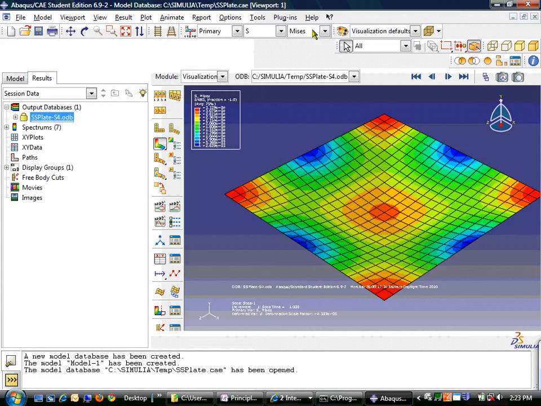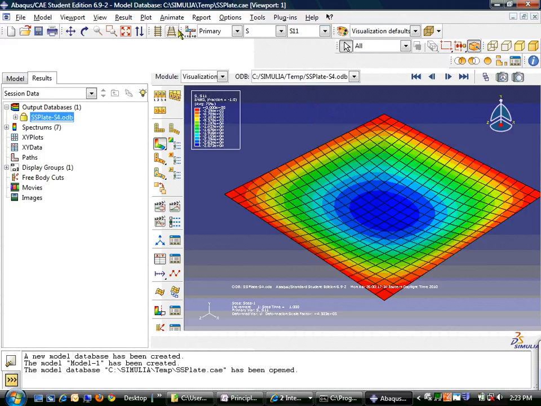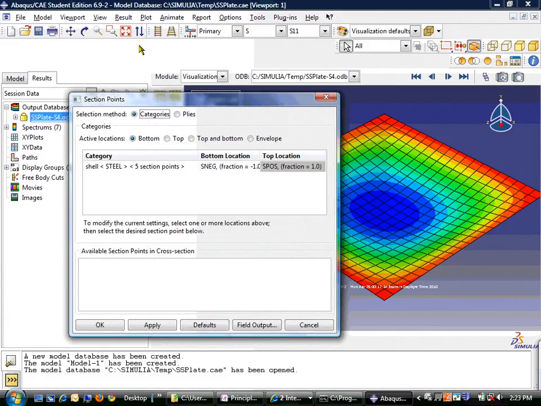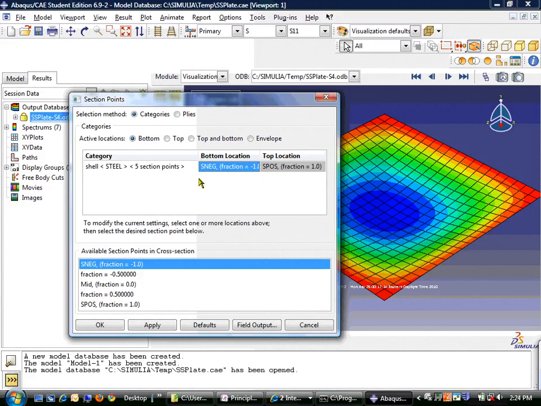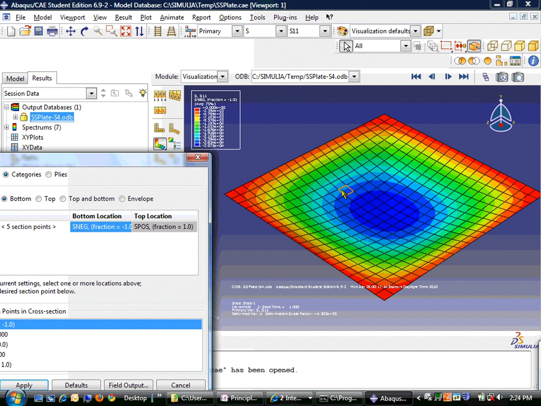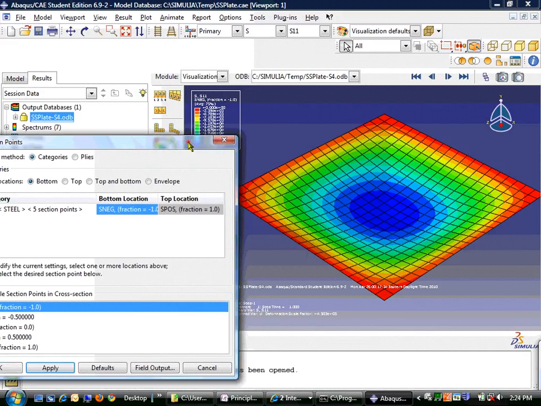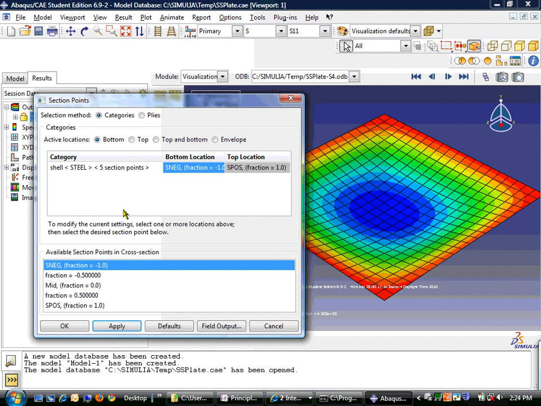If we go to stresses, S11, section points are basically points through the thickness of the shell. So what I'm looking at here is the bottom surface. And if I apply that, these are the S11 stresses on the bottom surface.